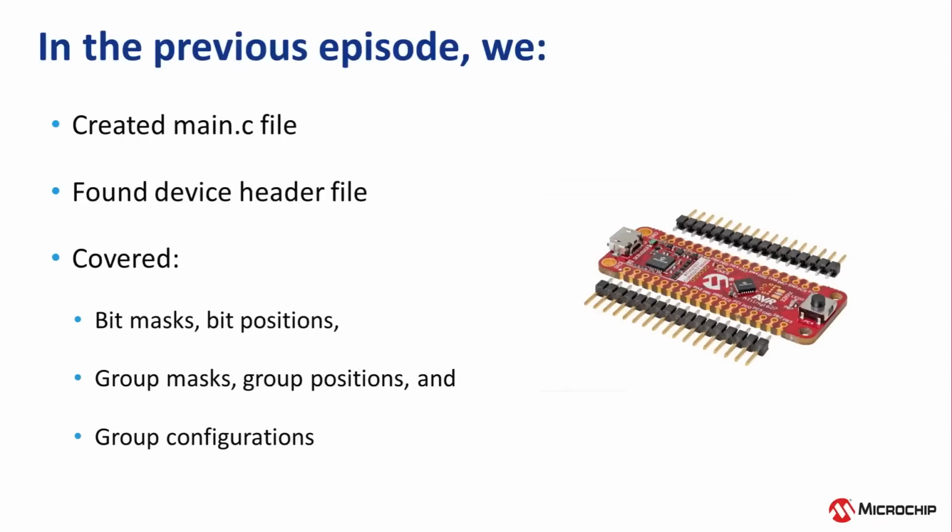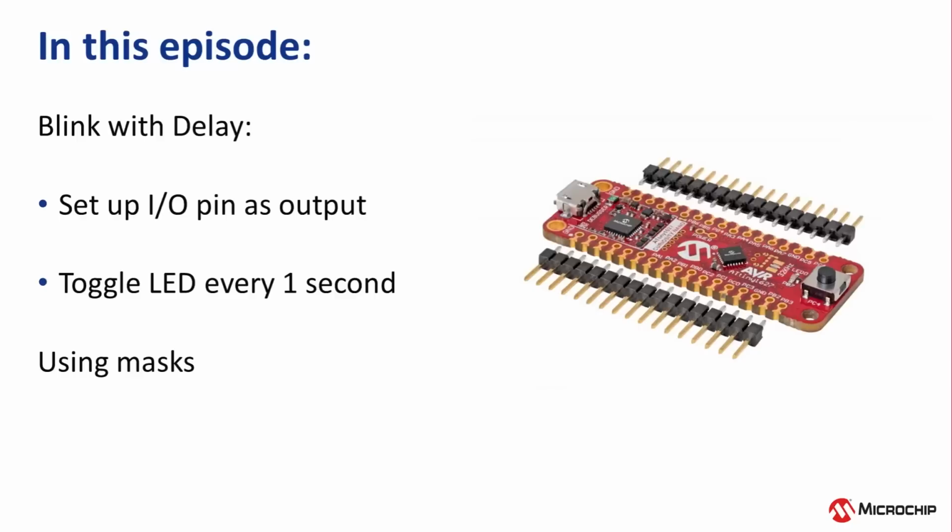In the previous video in this series, we created an outline of a main.c file, and we covered bit masks, bit positions, group masks and positions, as well as group configurations. In this video, we will create a bare metal program that toggles the onboard LED every 1 second using the built-in delay milliseconds function. So let's dive in.